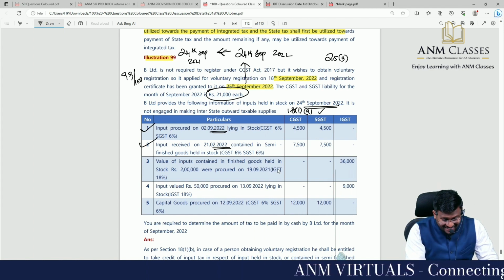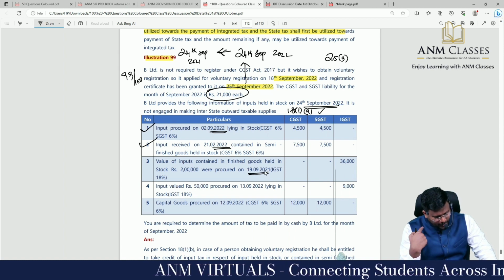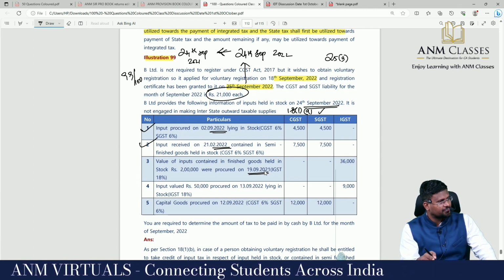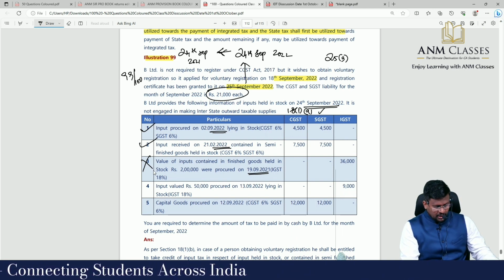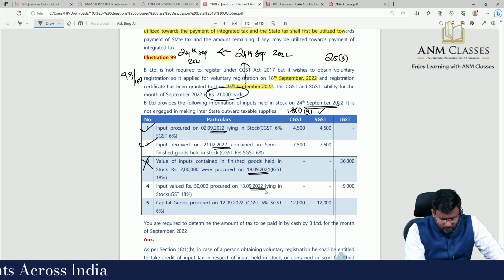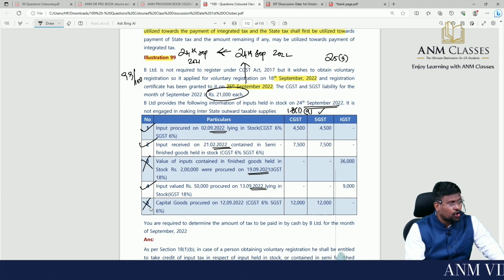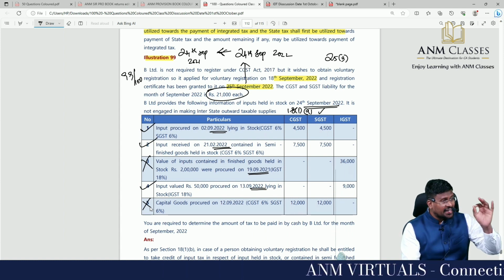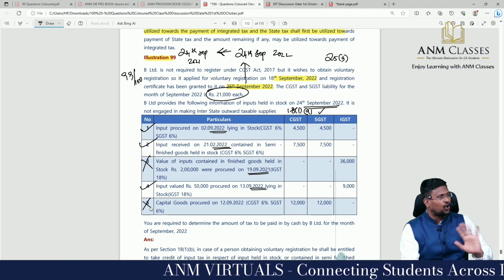were procured on 19/9/2021. Is this before 24th September 2021 or after 24th September 2021? So this is eligible, ineligible. Inputs valued 50,000 procured on 13/9/2022. So we need not check anything. Capital goods procured, oh my god, as per section 18 subsection 1 clause B, you are entitled to claim ITC only on inputs and input services and not on capital goods.